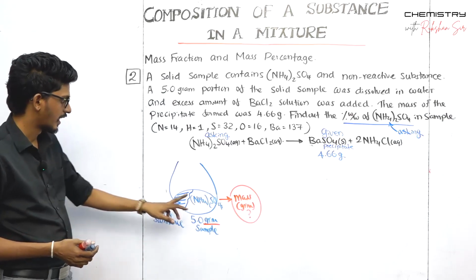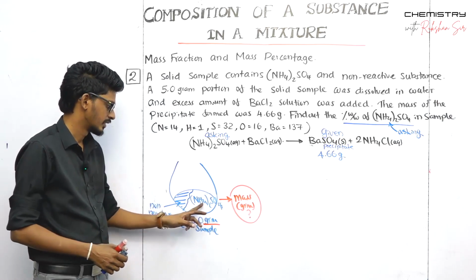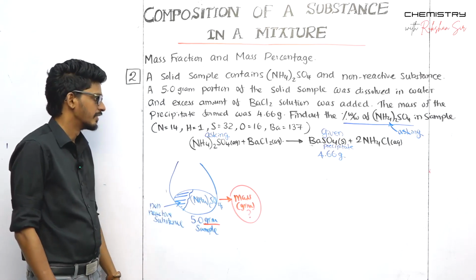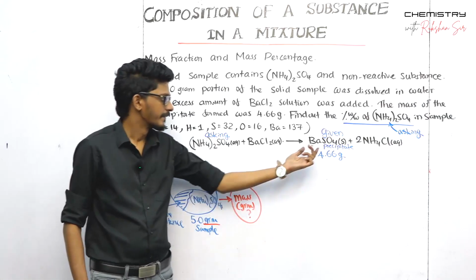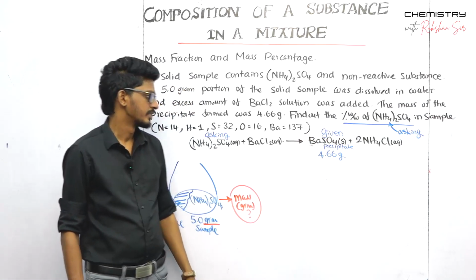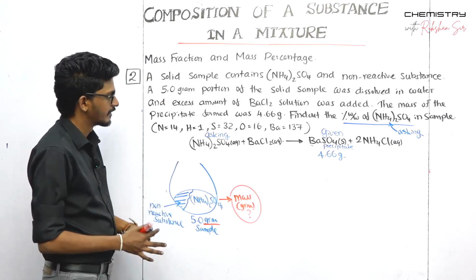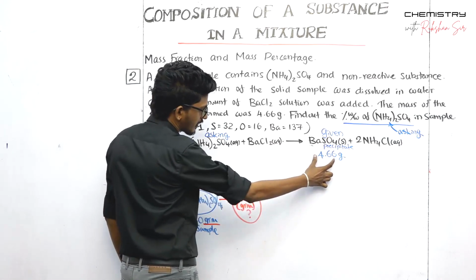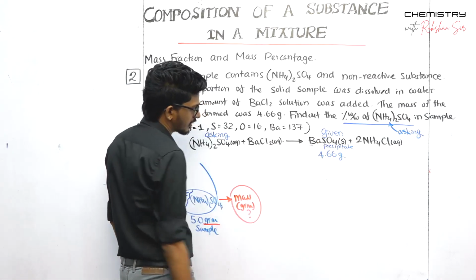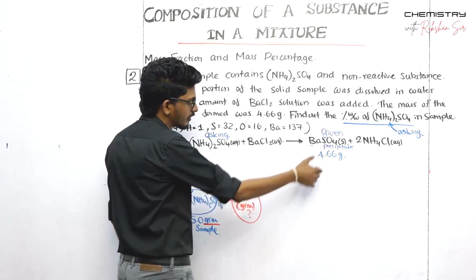So this is the asking species. We can use the given species, the data given. What are we supposed to do? First, convert the grams of the given species to its number of moles.